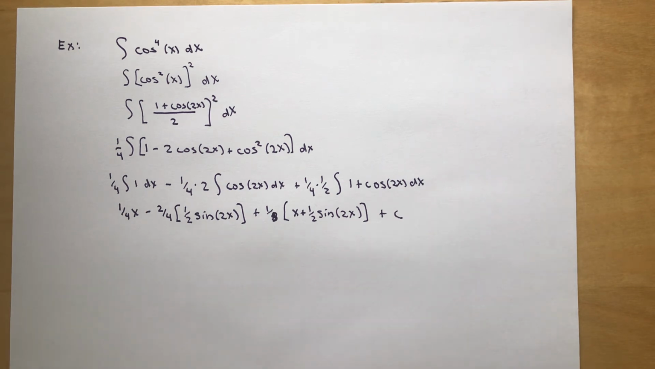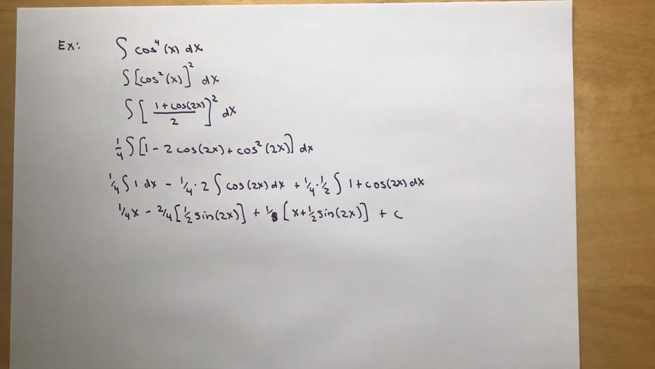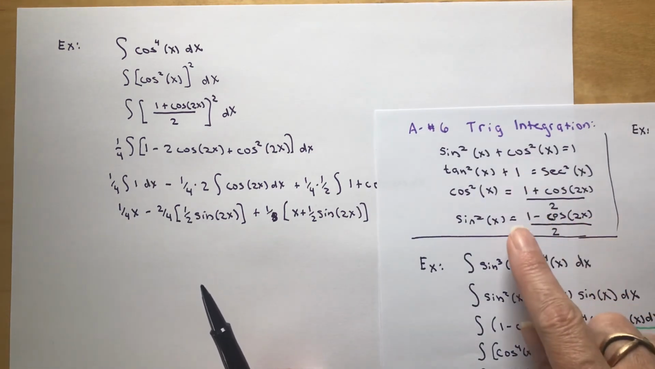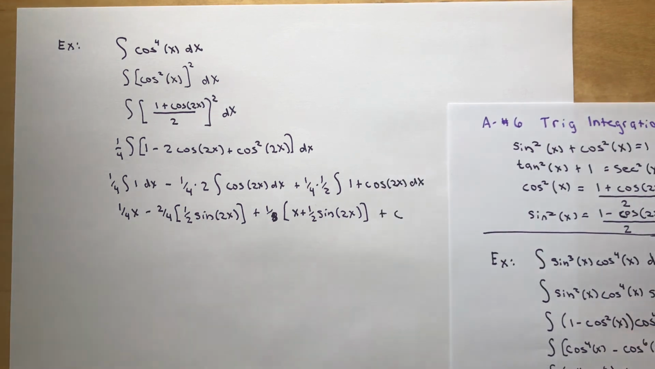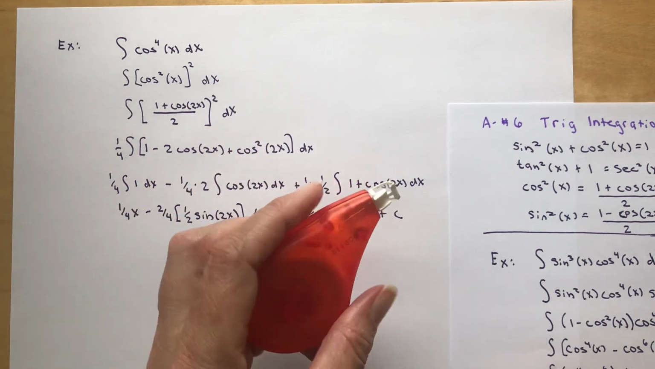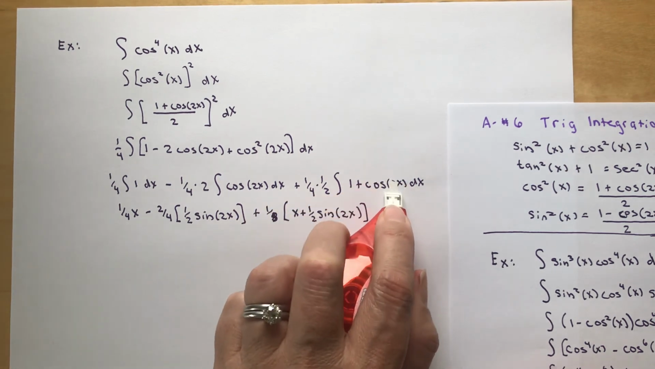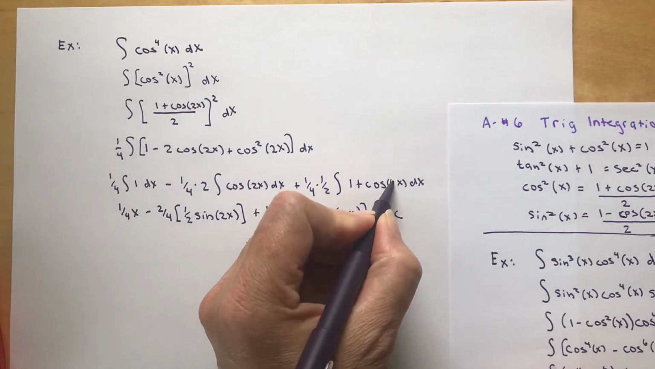Oh, I made a mistake. Shoot. This cosine squared 2x becomes the cosine of double that. So when I applied the identity that took cosine squared x to this, this needed to become a 4. Going to change the next line also.